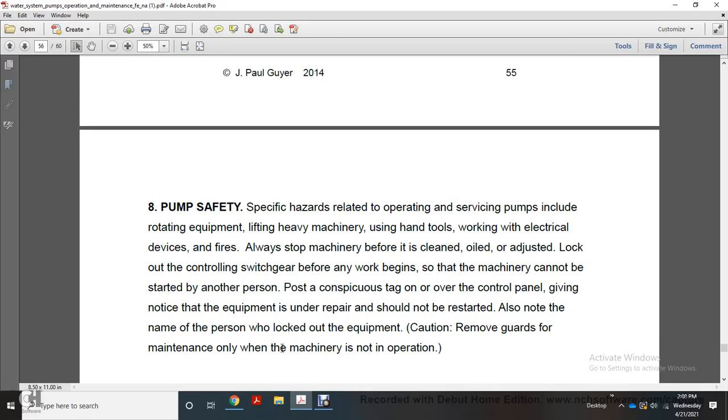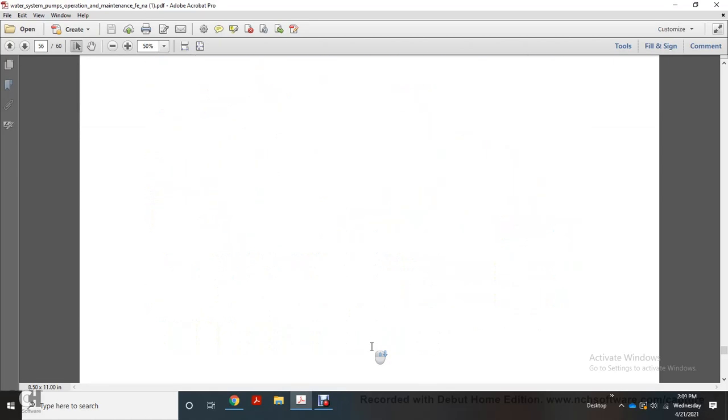Pump safety. Specific hazards related to operating surface pumps include rotating equipment, lifting with heavy machinery, hand tools, working around electrical devices, and fire. Always stop machinery before you clean, oil, or adjust it, and lock out the controlling switchgear before any work begins. The machinery cannot be started by another person. Post a conspicuous tag on the control panel. Give notice that the equipment is under repair and should not be restarted. Also know the name of the person who locked out the equipment. Caution: remove guards for maintenance only when the machinery is not operational.